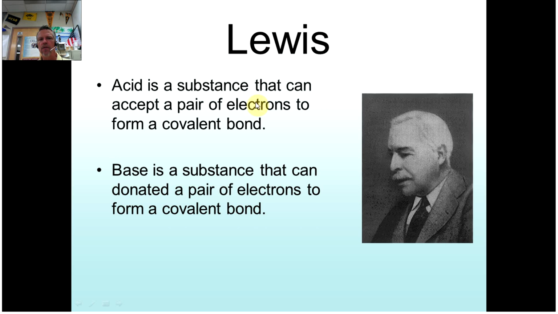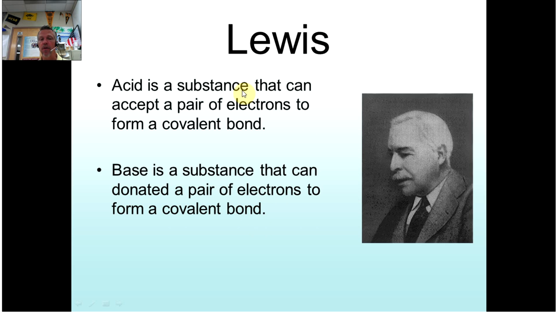All right, the third and final theory for acids and bases came from a guy named Lewis. He's the same guy that gave us our Lewis dot structures. So he was all about electrons. He said that an acid is a substance that can accept a pair of electrons and form a covalent bond. And a base is something that donates a pair of electrons and forms a covalent bond.